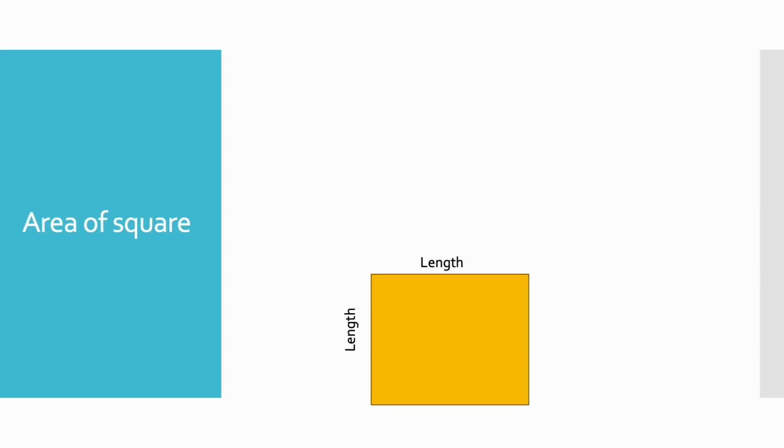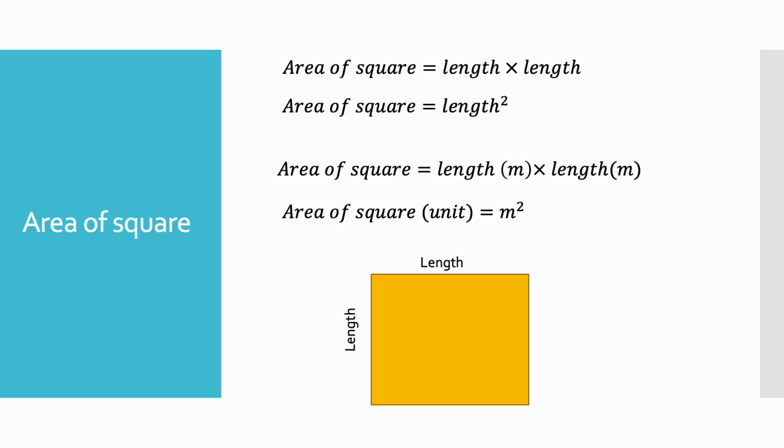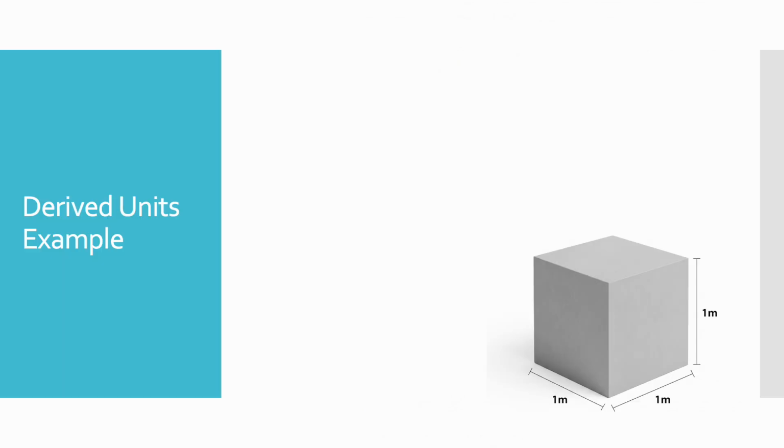Now let's move on to derived quantities, those that come from combining fundamental quantities. The area of a square is calculated by multiplying length by length. Since length is measured in meters, the unit of area becomes meter squared. Here is an example. If the length of a table is 3 meters and the breadth is 2 meters, its area is 6 meter squared.